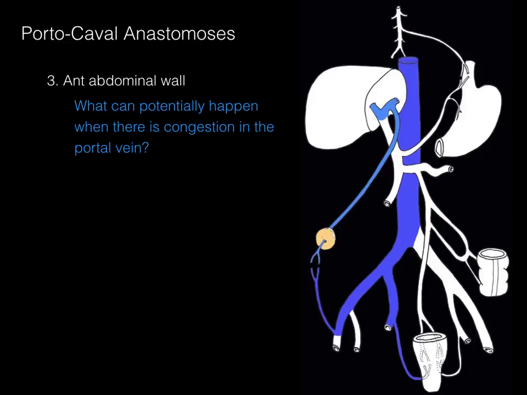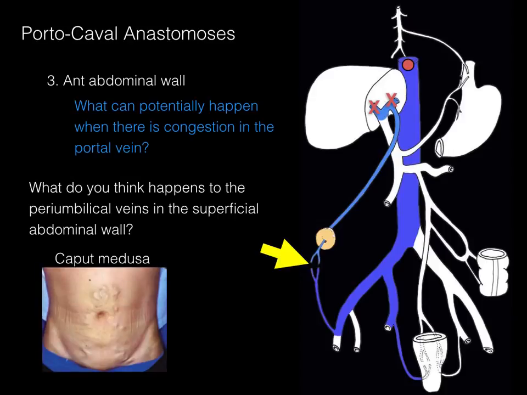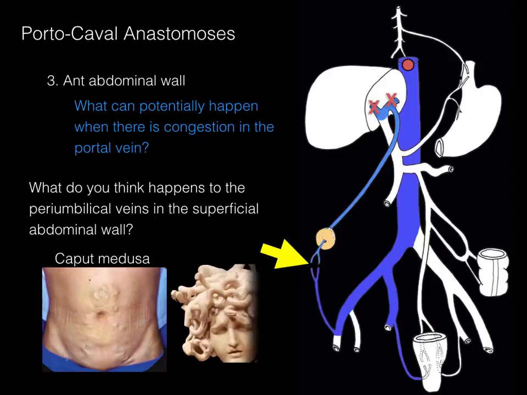What can potentially happen when there's congestion in the portal vein? The blood courses retrogradely through the periumbilical veins around the belly button, and then continues down the superficial epigastrics to the femoral vein, and then through the common iliac up to the IVC. What do you think happens to the periumbilical veins in the superficial abdominal wall? They dilate and result in a condition called caput medusae. Radiating from the umbilicus are all these tiny periumbilical veins, and they're not used to having that much blood, so they dilate and get really, really big. It looks like the head of Medusa with all these snakes, so they call it caput medusae.